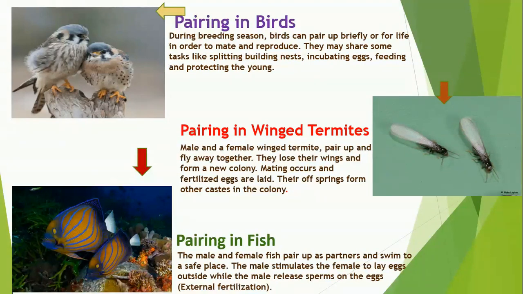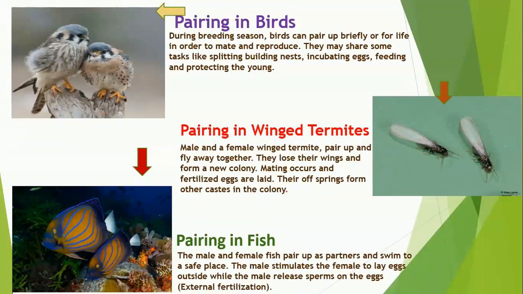The male and the female winged termites pair up and fly away from others in their group. So at this time they will lose their wings and form a new colony. So the male will form the king, the female will form the queen of the colony. So mating will occur and fertilized eggs will be laid, and when they hatch, their offspring are formed, and so they form the different castes of the colony. So we have the workers, the soldiers, the reproductive termites, king and queen.